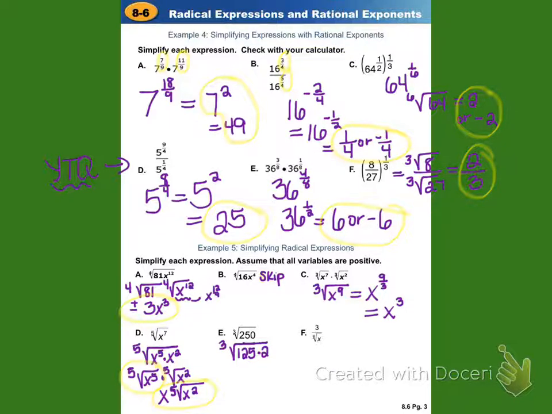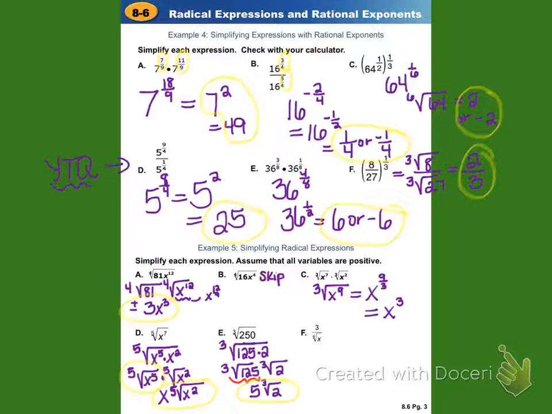Then I could split them off and give them each their own cube root, own radical, and now I could go ahead and take care of the part that is the perfect cube. I know that the cube root of 125 is 5, so I could just write this as 5 times the cube root of 2, and that would be considered simplified.